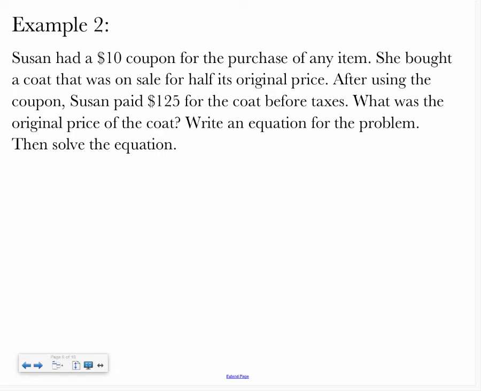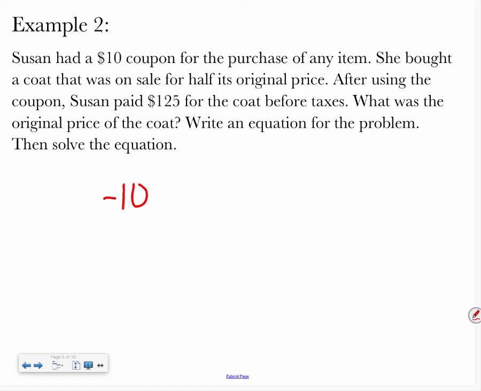Okay? So we know that Susan had a $10 coupon for the purchase of any item. So that means we get to take $10 off whatever the price was. So if we're taking away $10, we know we're going to subtract 10 somewhere. She bought a coat that was on sale for half its original price. So half, I know I'm going to do 1/2 times, do we know what the original price is? No, that's what we're trying to solve for.